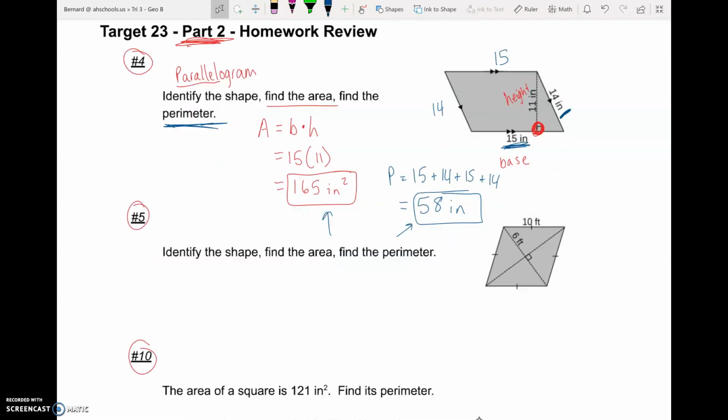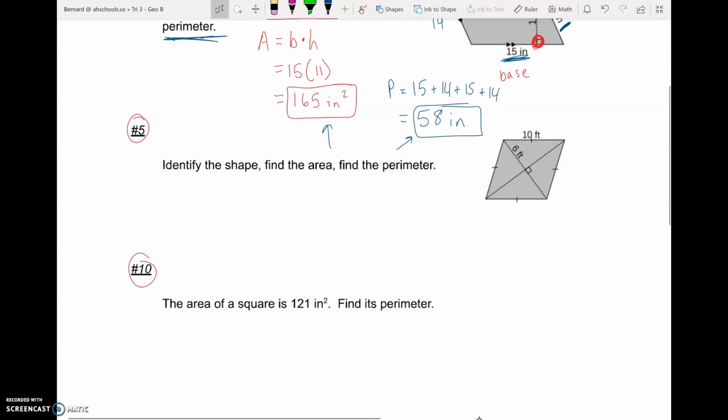All right, beautiful. Now, next one. We already talked about this shape. Remember, we highlighted the fact that all four sides are the same. And it's not a square because there are no 90-degree angles in the corners. So if it's not a square, but all four sides are the same, that makes this shape a rhombus.